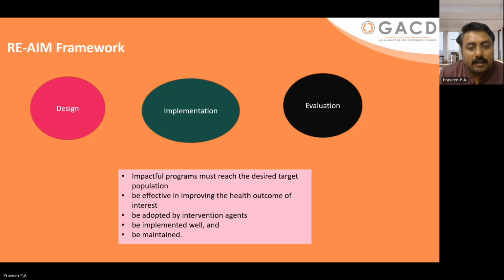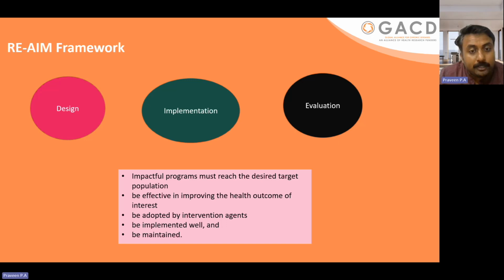The second thing was the program should be effective only if it improves the health outcomes of interest. In the ITREC scenario, the health outcome was early identification of hypertension and diabetes, and also the control of hypertension and diabetes in the community.